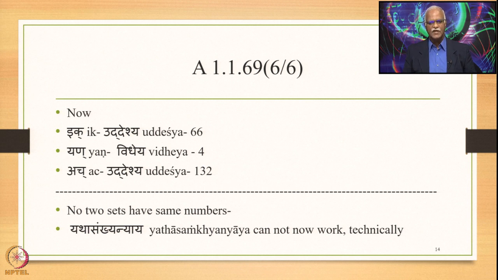Somehow you can say that, well, the Ik, even though they are 66 in number, but the ones that are mentioned in the 14 sutras, which stand for these 66, are 4, and so we can still apply Yathasankhya Nyaya, but that is not technically possible. We have 66 numbers of Ik and 4 numbers of Yan. So there is no Yathasankhya Nyaya that can work over here. Then what do we do?